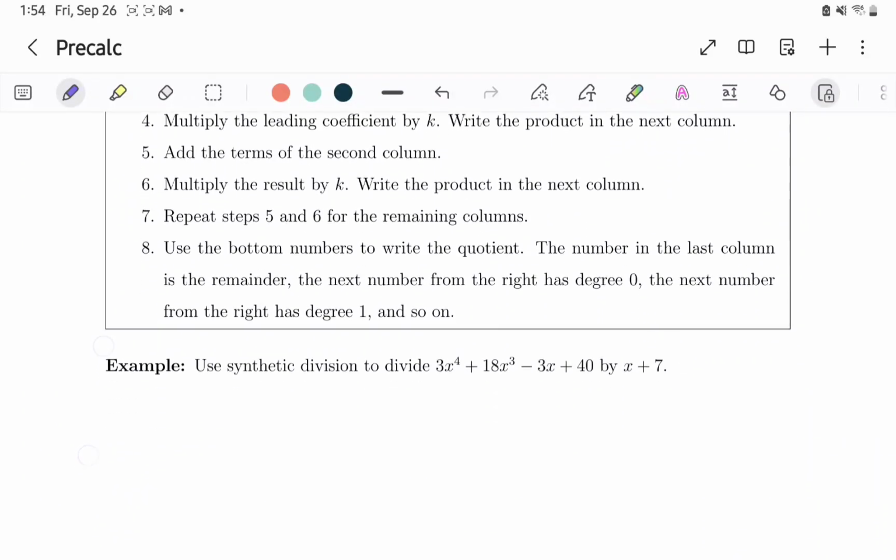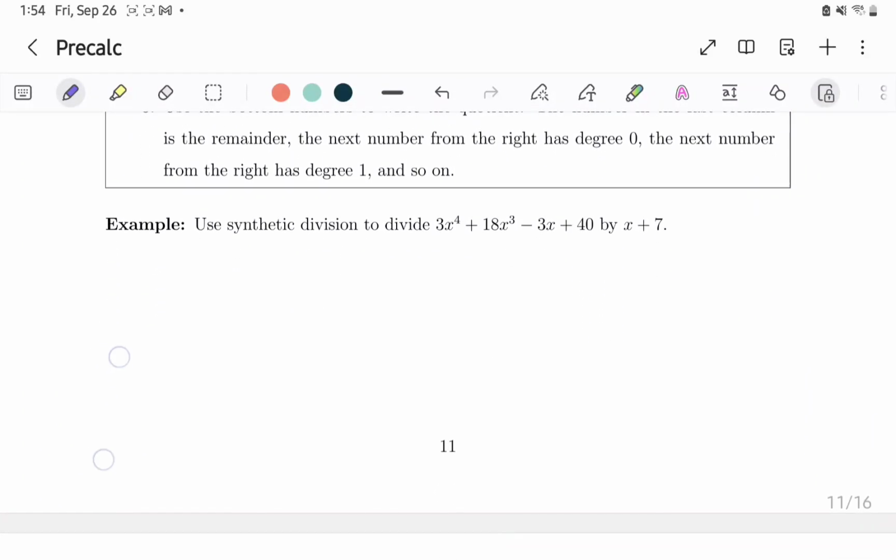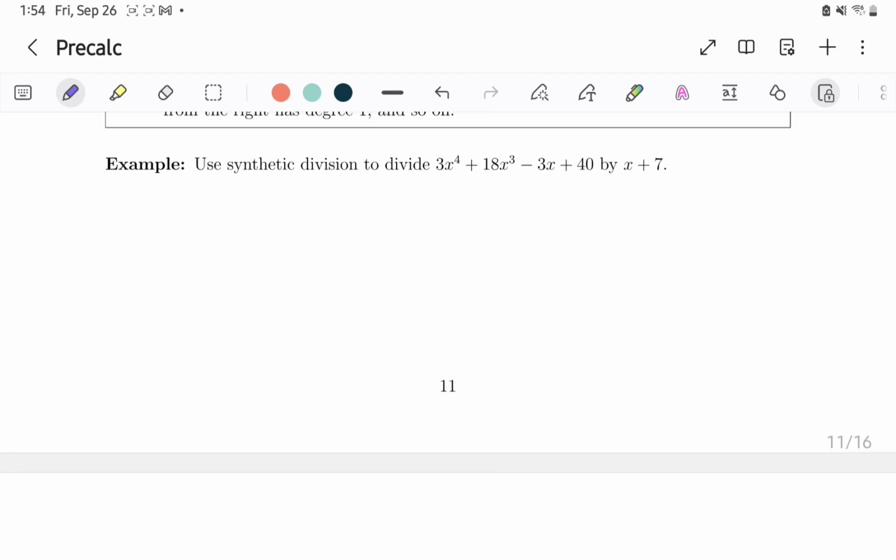So I realize that definitely does sound confusing just reading it. So let's look at some examples where we use synthetic division. The first thing we're going to do is try to use synthetic division to divide 3x to the 4 plus 18x cubed minus 3x plus 40 by x plus 7. Since we have x plus 7, that means our divisor is going to be a negative 7.